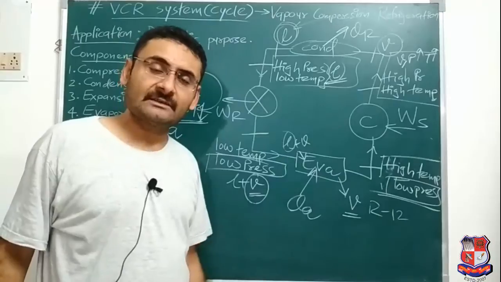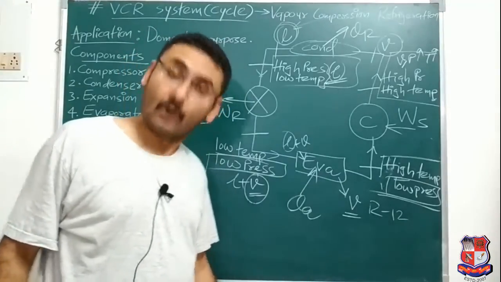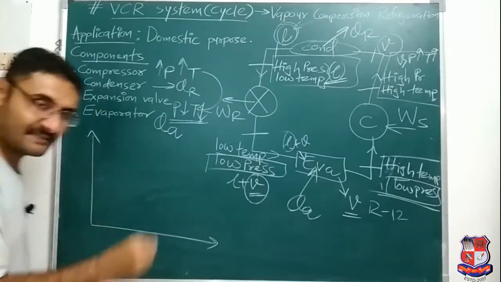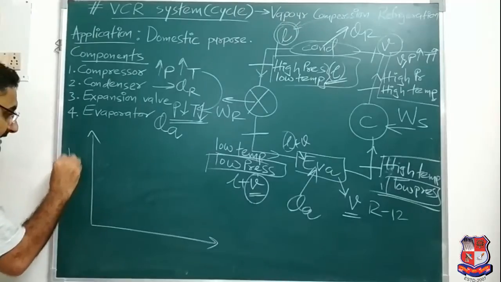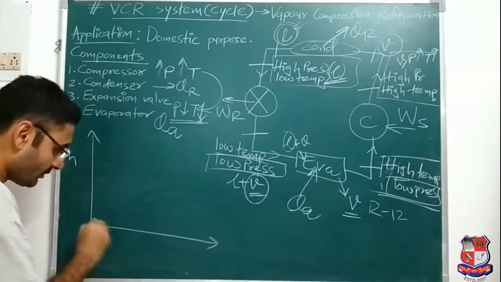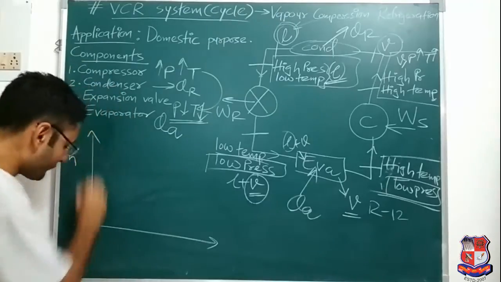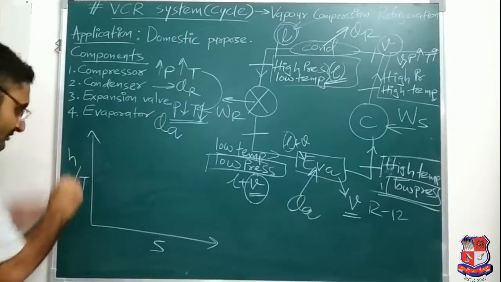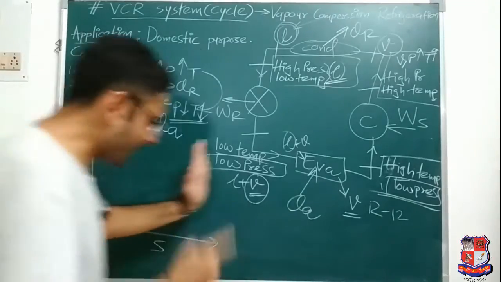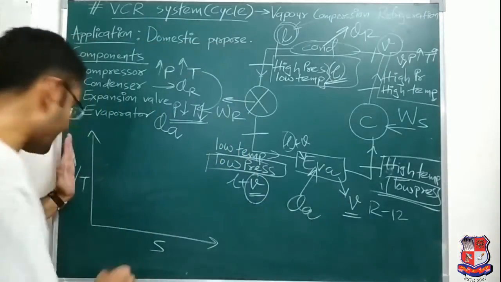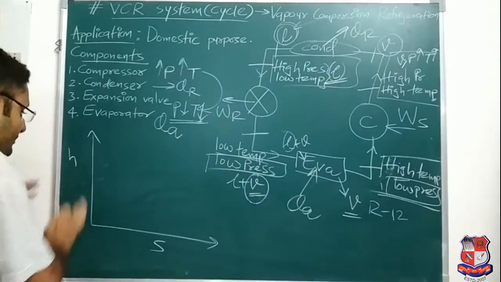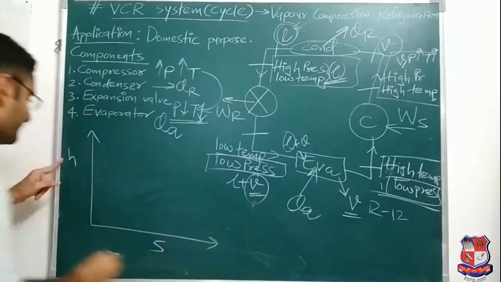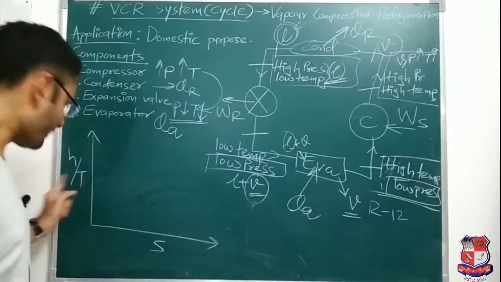Now after this we will study its HS and TS diagram. So over here I will make the x-axis and y-axis. On one axis I will consider H, which means enthalpy, and on the other axis S, which means entropy, or T. That is not H by T, that is H versus S, or T versus S. Supposing an H versus S diagram, another diagram is T versus S. So like that I am representing H versus S or T versus S.